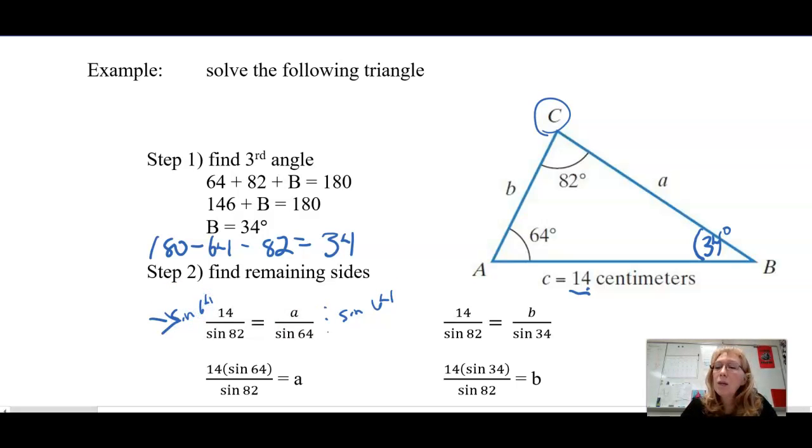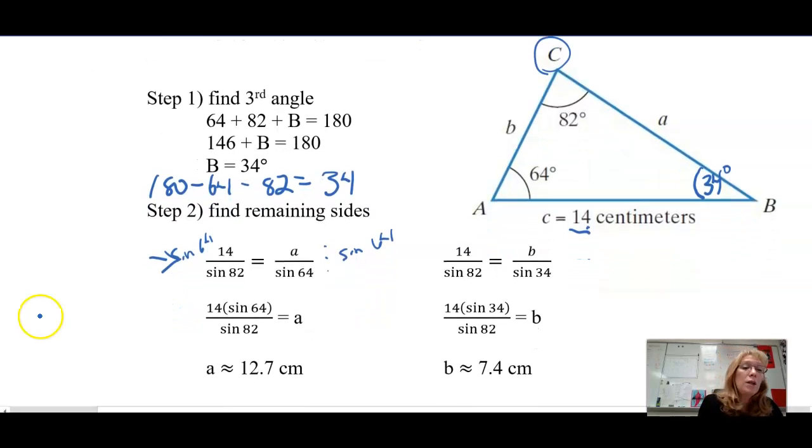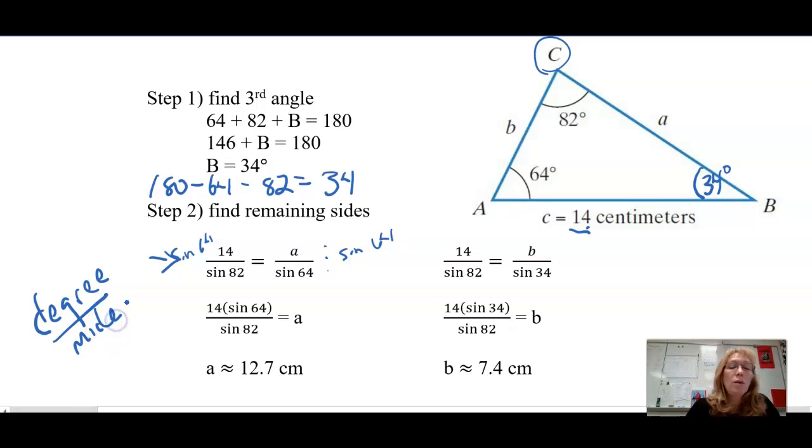Type that into your calculator. Make sure you are in degree mode here and not radian. So double check your mode on your calculator before you do this. And you should get 12.7 approximately. We are rounding. So now we have this side.